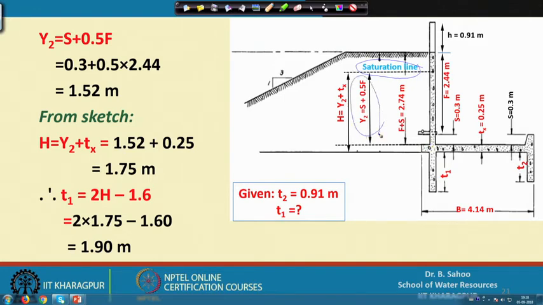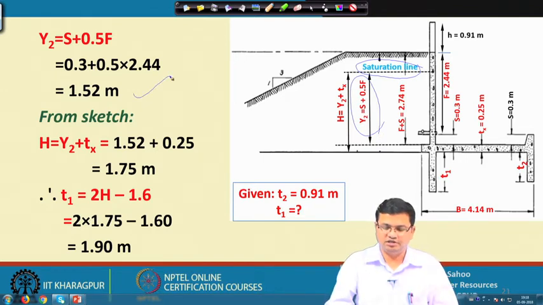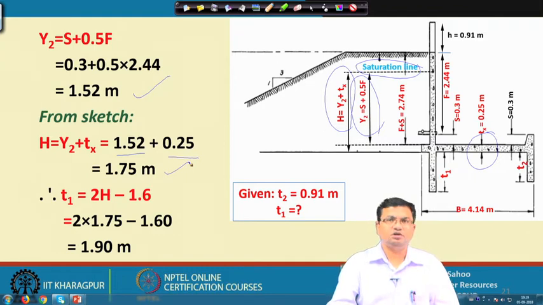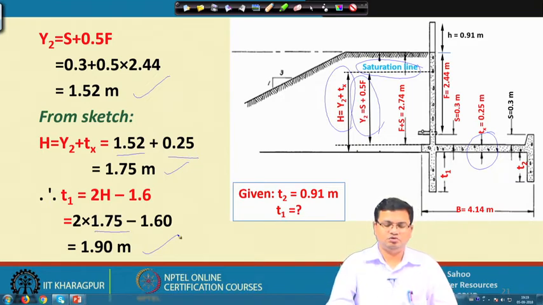That you can estimate as 1.52 meter, and from the sketch you can get h equal to y2 plus Tx, because this Tx has to be added here. Then you will get 1.52 plus 0.25 equal to 1.75 meter. So, T1 will be 2h minus 1.6, and h equal to 1.75 meter. So, we will get 1.9 meter. So, my T1 value is 1.9 meter.